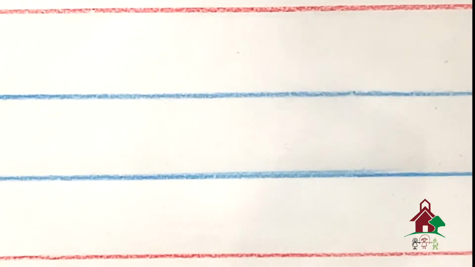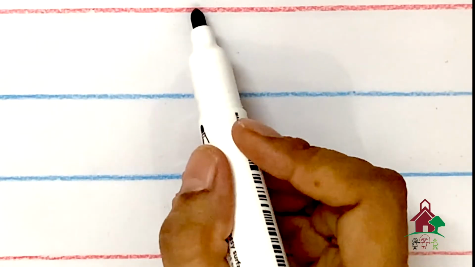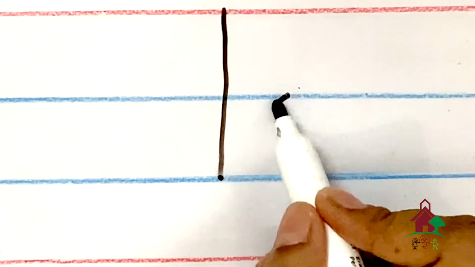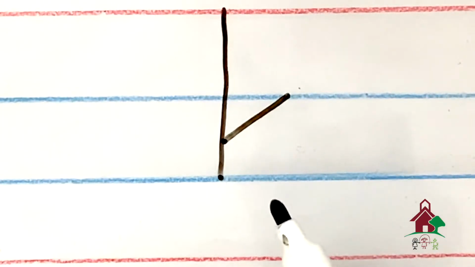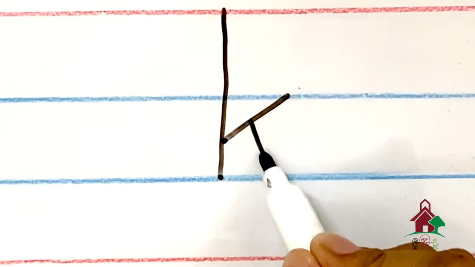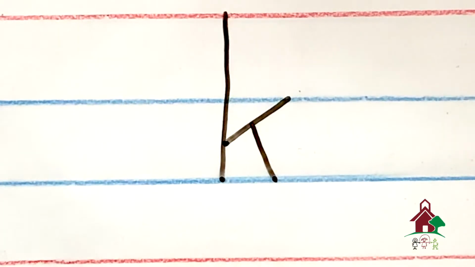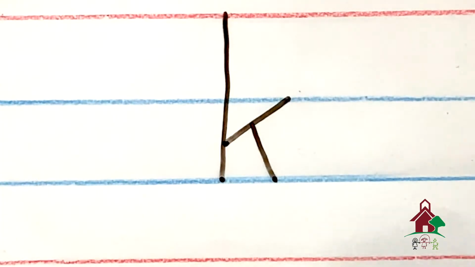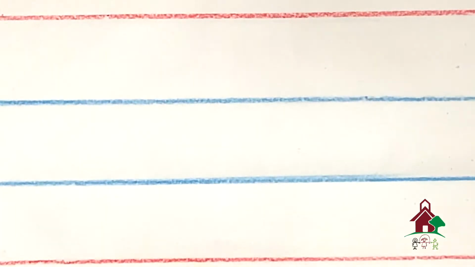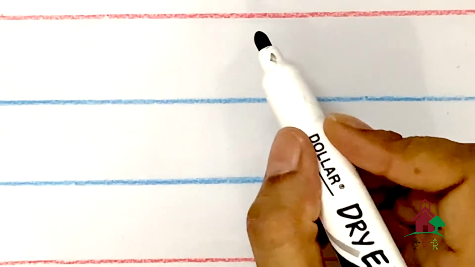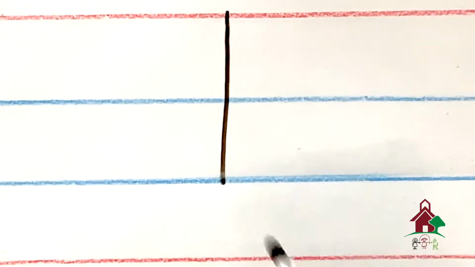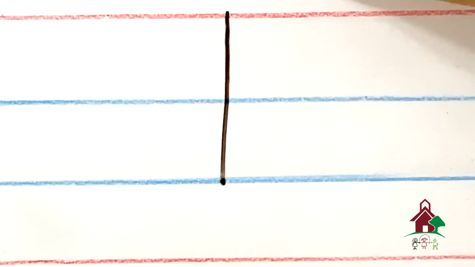Next we have k. We will start from the top red line, go down to the bottom blue line, lift your hand, make one stroke and another stroke. Another stroke. This is k. K comes between the two blue lines and top red line. Let's erase it. Next we have u. We will start from the top red line, go down to the bottom blue line. U. U comes between the two blue lines and top red line.